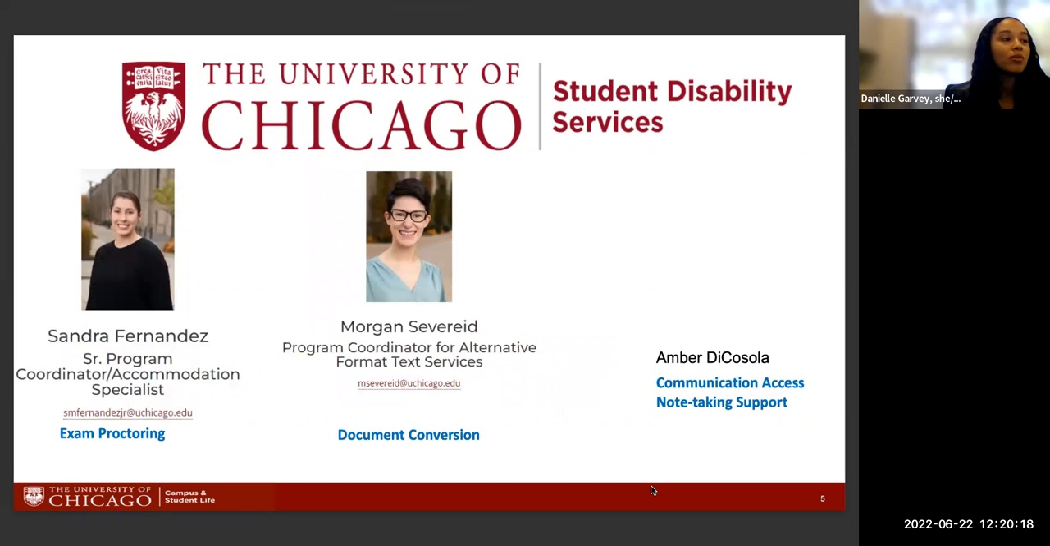We also have different portfolio areas of accommodations, including exam proctoring for students with testing accommodations and document conversion, which includes things like accessible versions of text or conversions for items that may need to be converted to Braille text, or PDFs for students who use assistive technology. Sandra Fernandez is our senior program coordinator and accommodation specialist who students with testing accommodations will work with. And Morgan Severide will work with students who have document conversion needs. Currently, we don't have a communication access and note-taking support coordinator, so Amber DiCasola is working with students who have those needs. Just for reference, communication access includes accommodations like ASL interpreting and captioning.